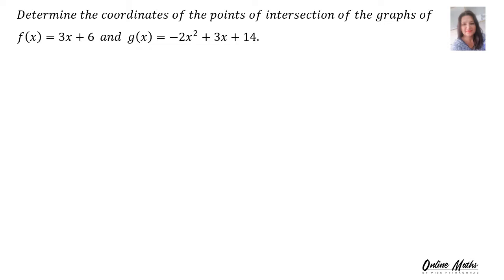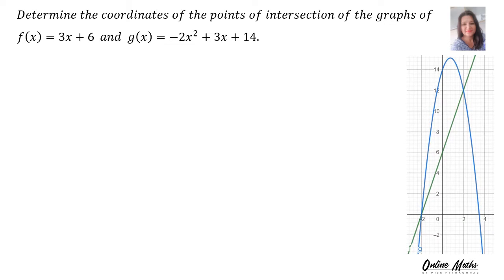The question says, determine the coordinates of the points of intersection of the graphs of f of x is equal to 3x plus 6 and g of x is equal to minus 2x squared plus 3x plus 14. So in the end, f of x is a straight line and g of x is a parabola. And then we will work out the point of intersection of the two graphs. Now there's the sketch, but you don't have to give me the sketch. I just gave you the sketch so that you can see and understand what your answers mean in the end.